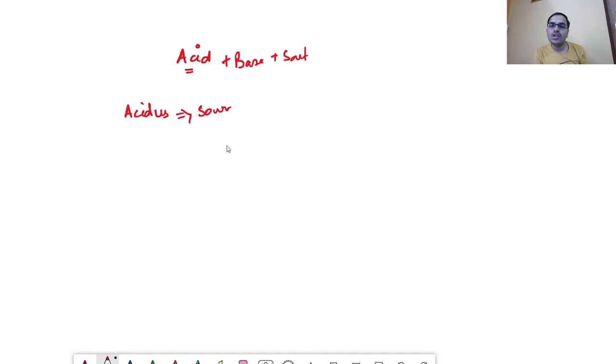But in chemistry you cannot define anything on just the basis of taste or odor. So we have a proper definition of acid given by our scientists. What is it? Suppose I'm taking an acid as HX. It is a generic acid formula. So what will happen when it is dissolved in water? It will furnish H plus and X minus ions. It will dissociate and give H plus and X minus ions.